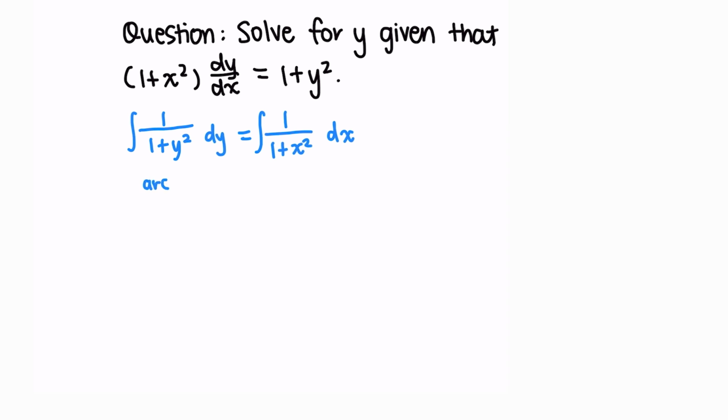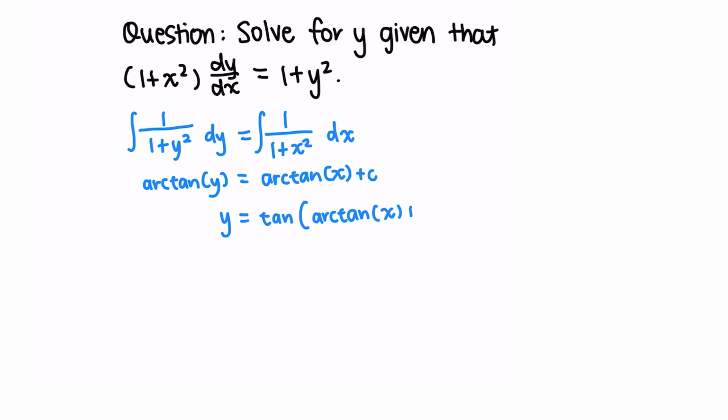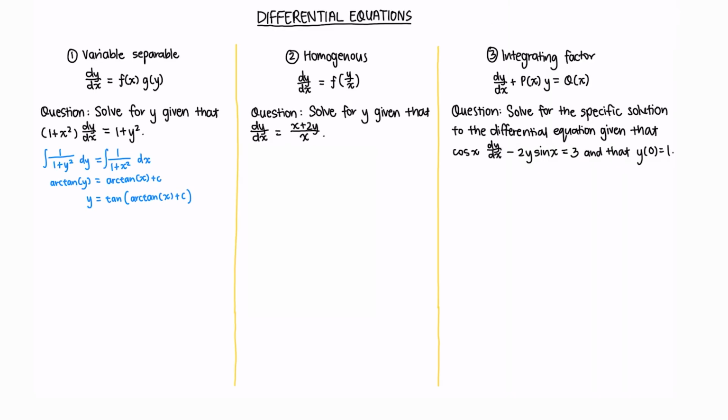So we know that this is the integral of arctangent. So arctan y equals arctan x, and we only need to put our plus c once. y equals the tangent of arctan x plus c. Hopefully you can spot what is happening here. We are moving the y's and dy's to one side and x's and dx to one side. And then after that, we are integrating both sides.